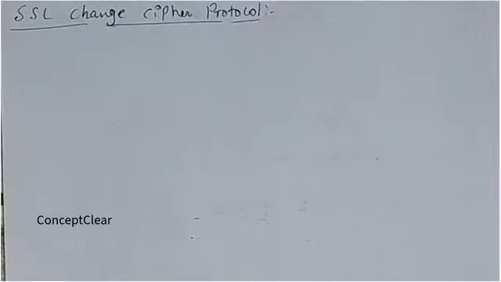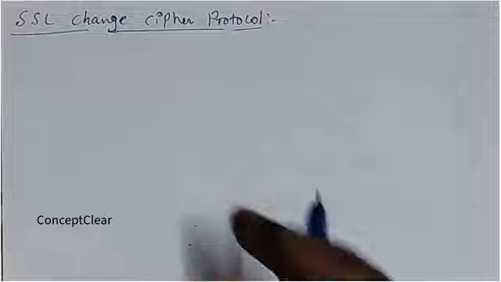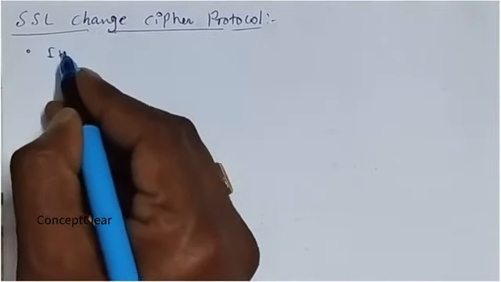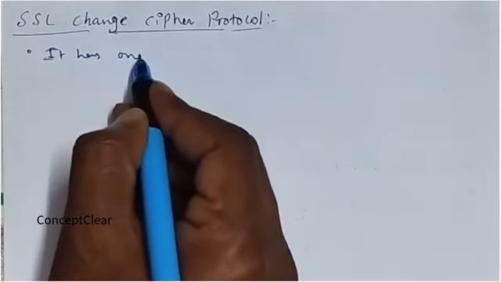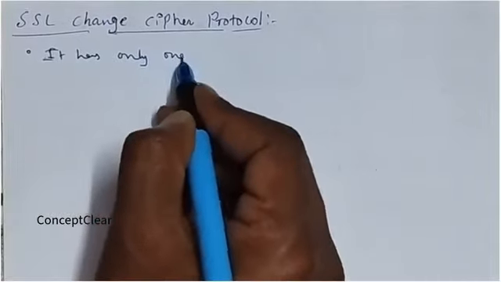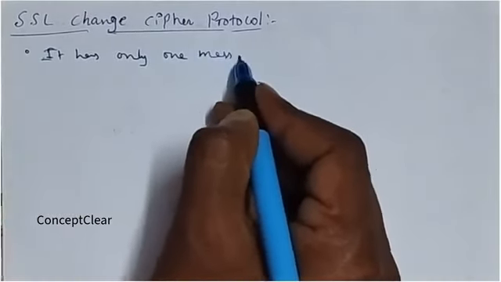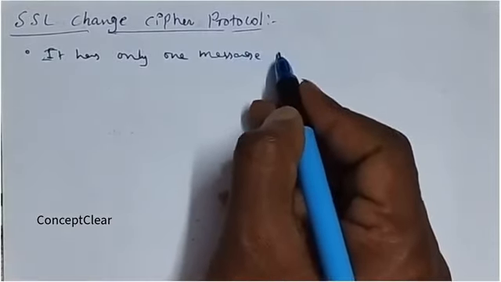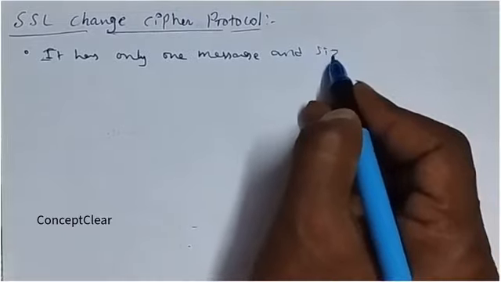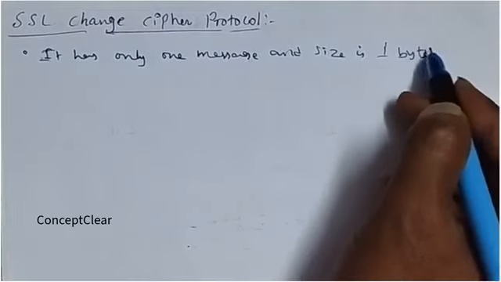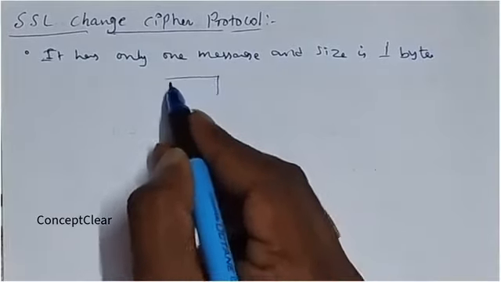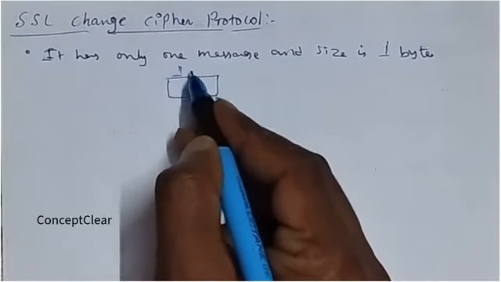Next method is the SSL change cipher protocol. It has only one message, and the size of the message is 1 byte. For example, like this, it is one message, that is 1 byte.